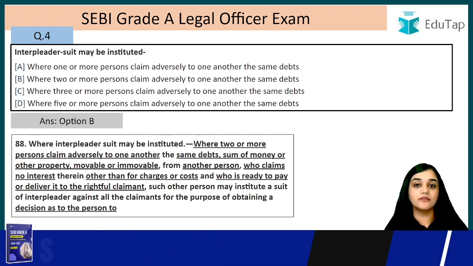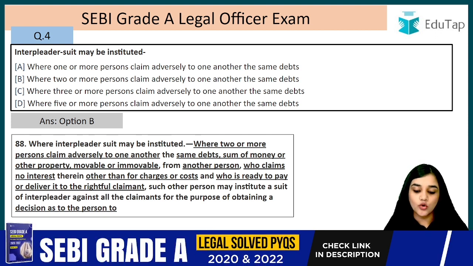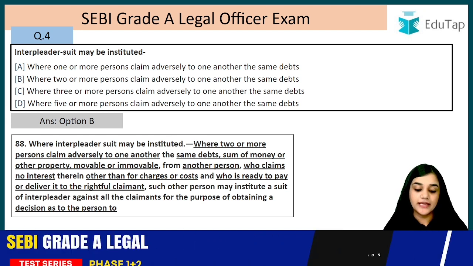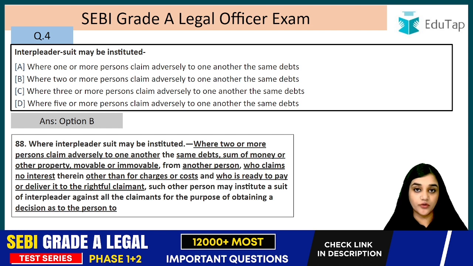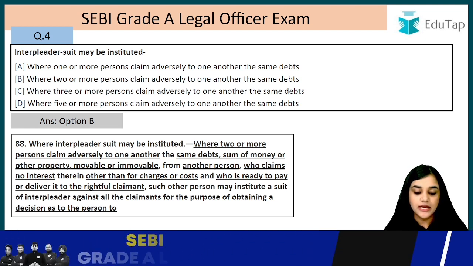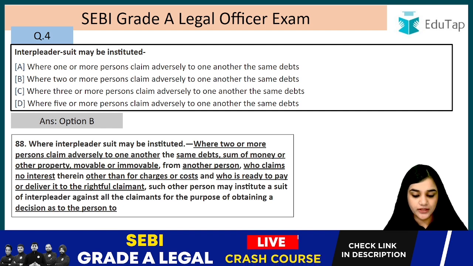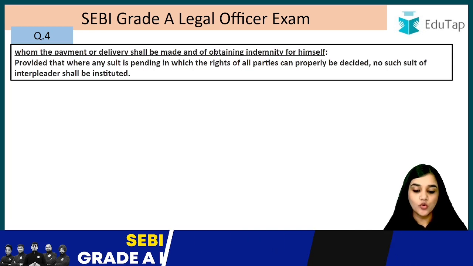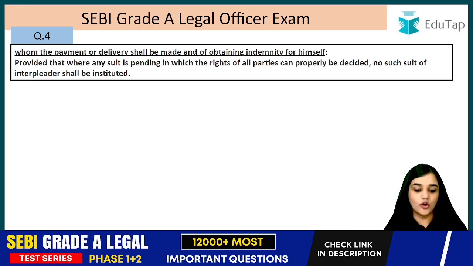They are claiming that thing from one single person who claims no interest in that property other than for charges or costs. He is only going to be asking for the charges or costs and no interest in that property, and he is ready to pay or deliver it to the rightful claimant. He is saying, just let me know who is the rightful claimant and I am going to deliver the property or the money to that person. Such other person may institute an interpleader suit against all the claimants for the purpose of obtaining a decision as to the person to whom the payment or delivery shall be made, and of obtaining indemnity for himself.